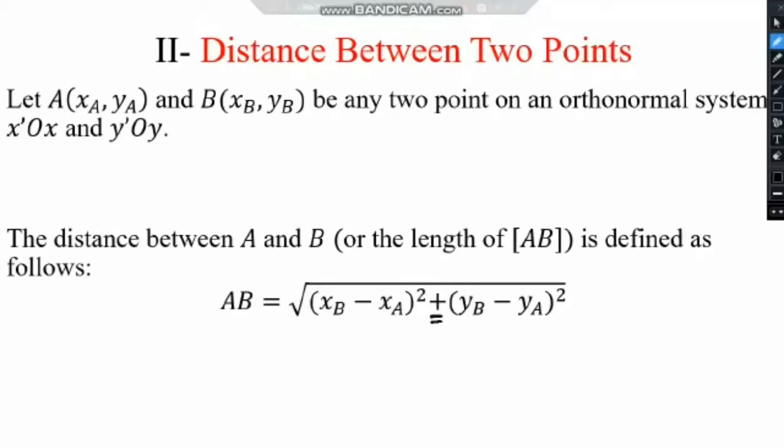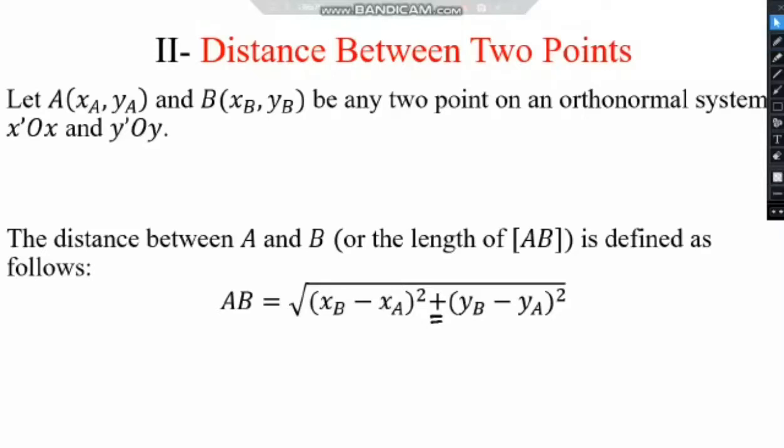But in this formula we can't simplify, so we are going to substitute xb and xa, yb and ya by their given values. Then we calculate the value squared, then we calculate the value of the square root. We can't simplify the square root and the radical here.